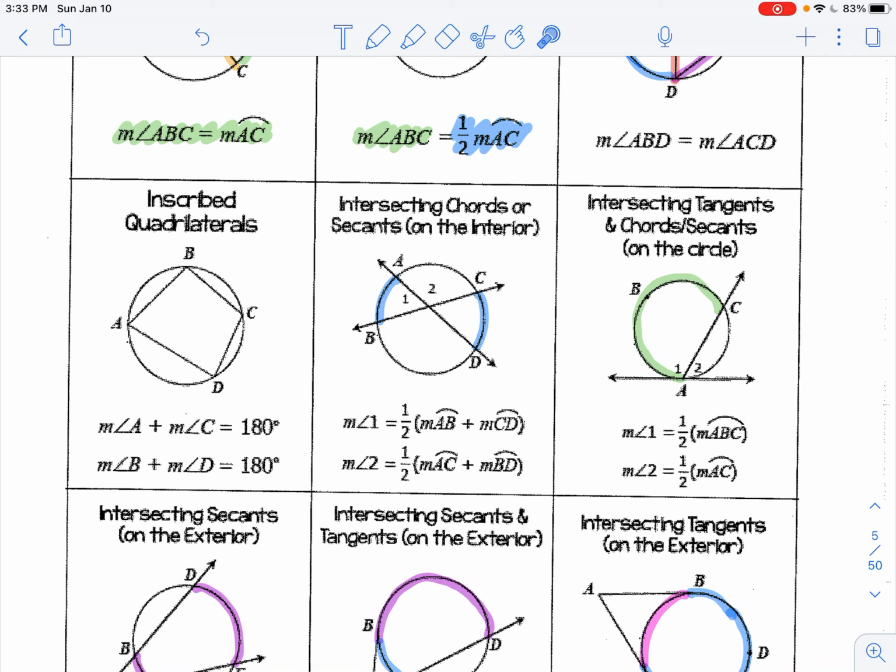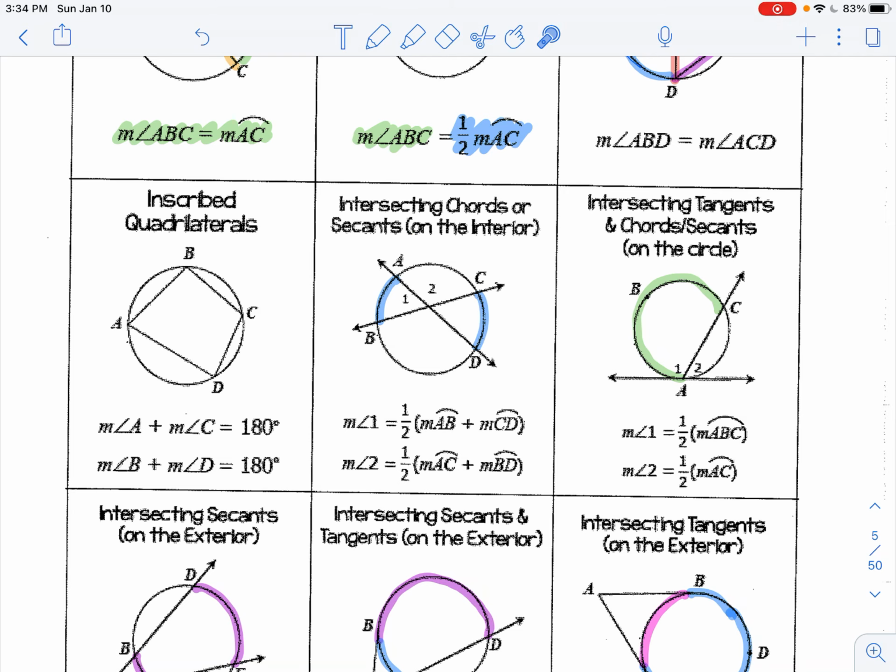In this next box, we'll take a look at inscribed quadrilaterals. A quadrilateral, of course, is a four-sided figure. When it is inscribed, that means it is inside the circle, and opposite angles are supplementary. So the measure of angle A plus the measure of angle C equals 180, while the measure of angle B plus the measure of angle D equals 180.